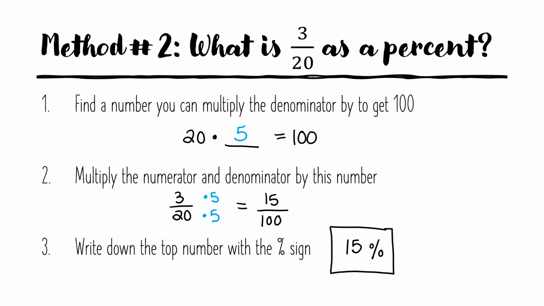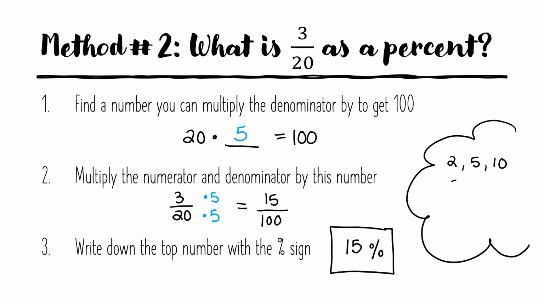Method number 2 is really good if your denominator is a factor of 100. So this works really well if your denominator is something like 2, 5, 10, 20, 25, 50, or 100. It also works pretty good for 4, which I totally forgot about.